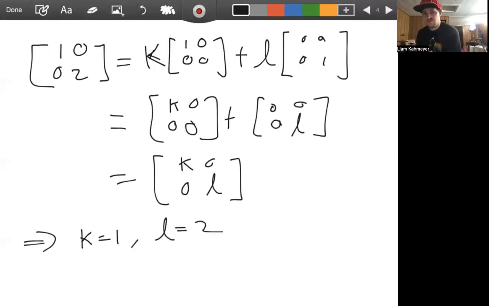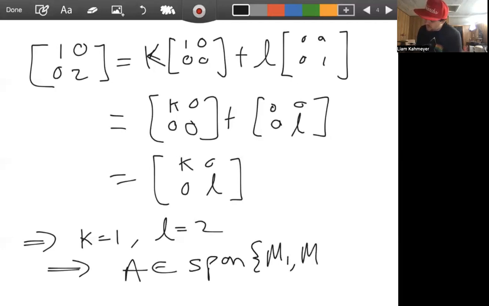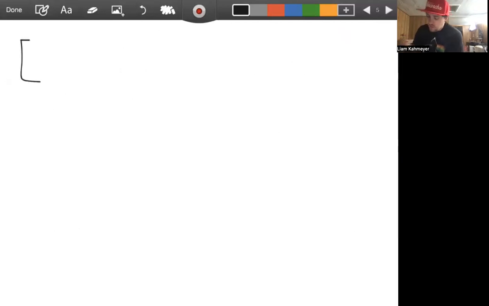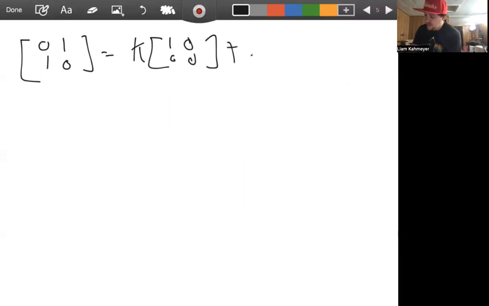This has shown the existence of constants, such that A is a linear combination of M1 and M2, which implies that A is indeed in the span of M1, M2. But what about B? Well, let's check. B was 0, 1, 1, 0. And so now we're asking, does there exist K and L such that B is equal to K times M1 plus L times M2?